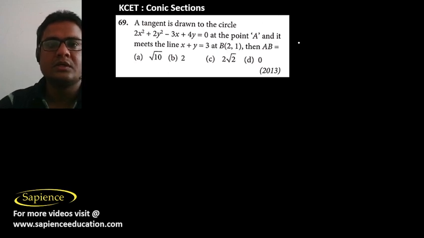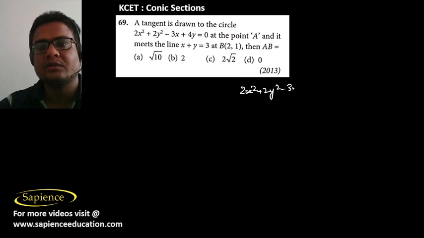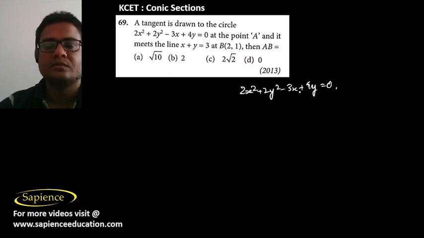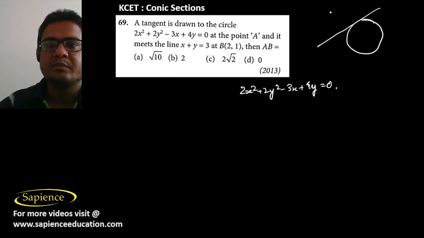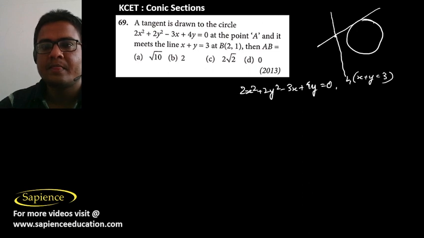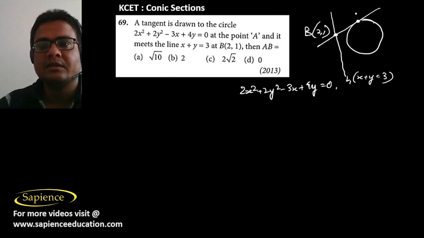Then it is told a tangent is drawn to the circle 2x square plus 2y square minus 3x plus 4y equal to 0 at the point A, and it meets the line x plus y equal to 3 at B (2, 1). So a tangent is drawn to this circle and it meets this line, which has the equation x plus y equal to 3, at the point B, which is (2, 1). Then the length AB is how much?